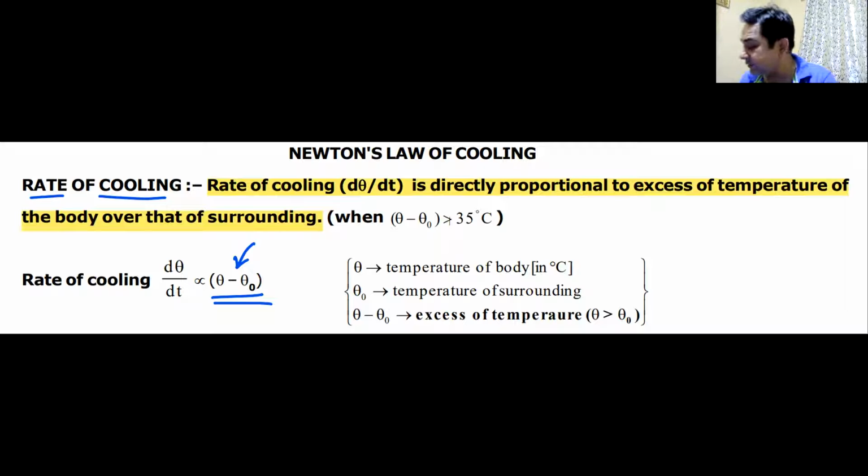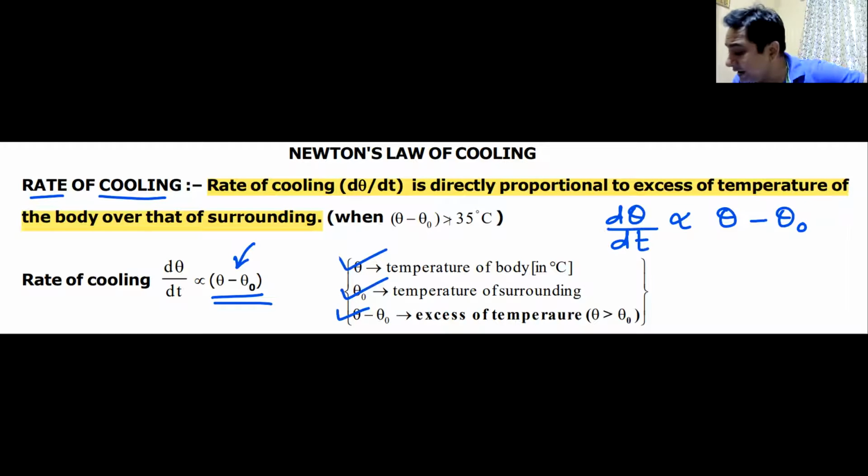So basically, Newton's law of cooling states that the rate at which the body cools down, d theta by dt, I hope everyone is writing this, is directly proportional to theta, which is the temperature of the body, minus theta naught, which is the temperature of the surroundings. Both of these temperatures can be in Celsius, they can also be in Kelvin. Theta is the temperature of the body. Theta naught is the temperature of the surroundings. Theta minus theta naught is the excess of temperature.